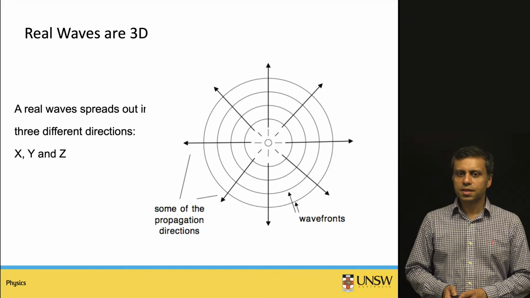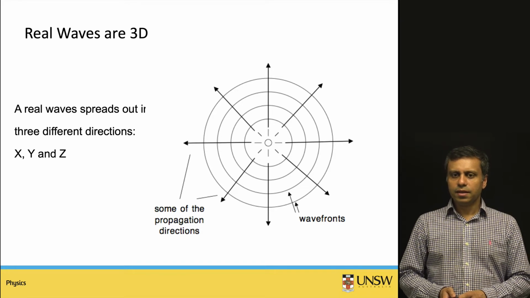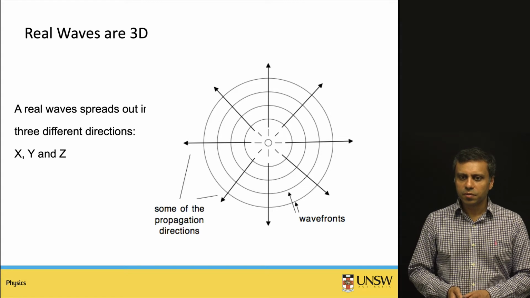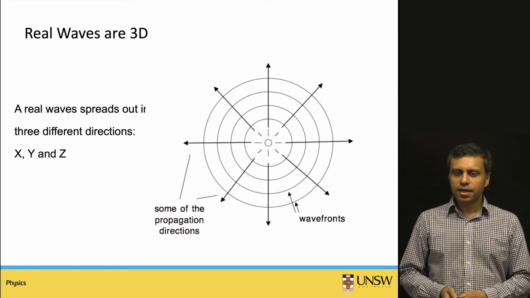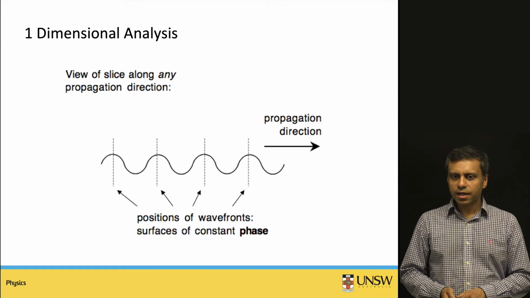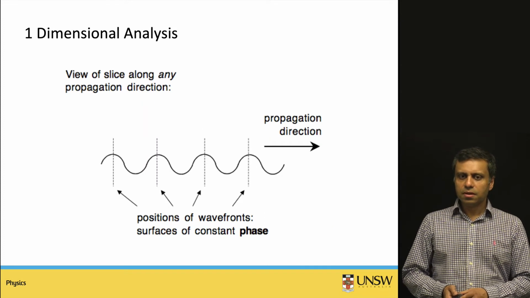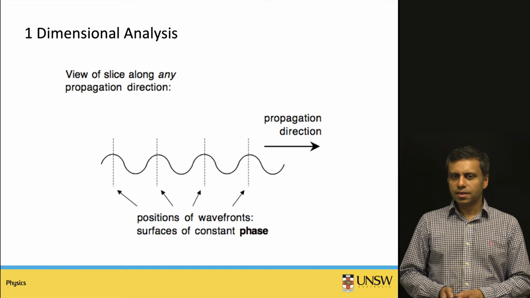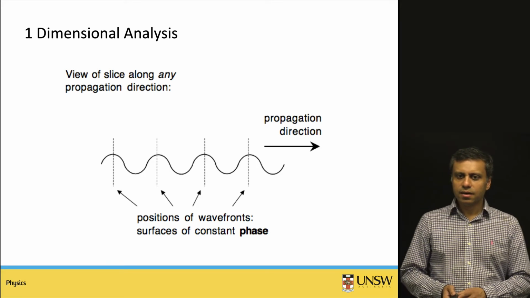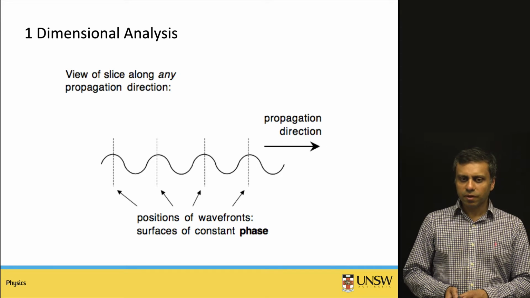Real waves are in 3 dimensions, so you have to consider their x, y, and z components. Over here you see a circular wave, and notice the arrows here, they point towards the direction of propagation, and the circles represent what are called wavefronts. If we take a cut along any of the arrows, we get a picture such as this, a sinusoidal wave, and the dotted lines here show some of the wavefronts.